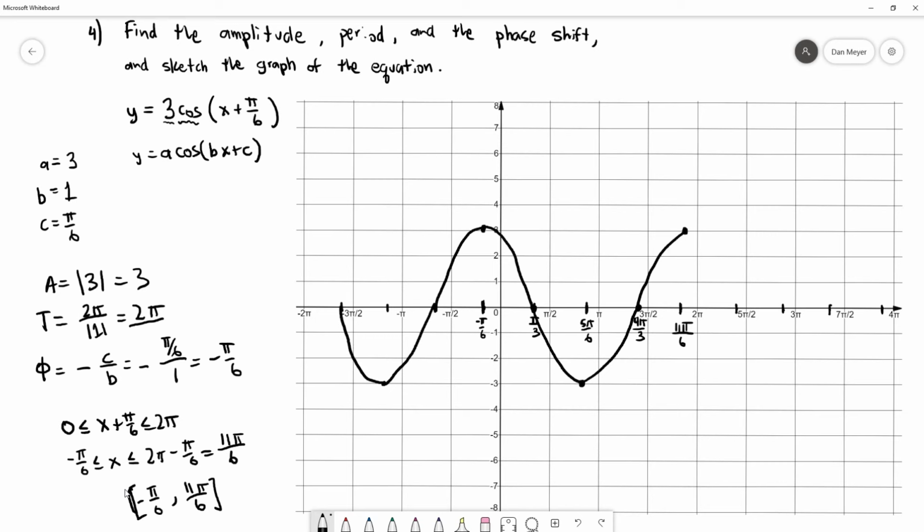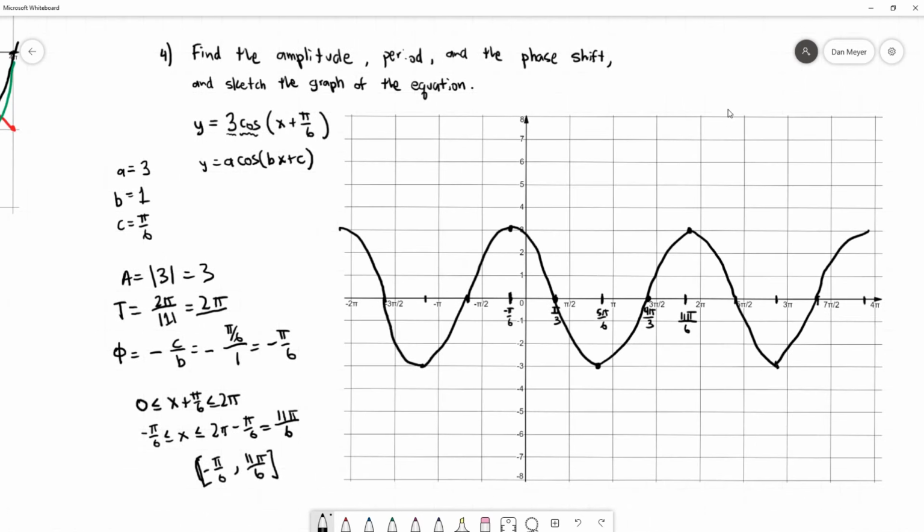Now the fact that the period didn't change for this graph made this one a nice one to start off with. I was going to say it made it a little bit easier, but that just means it's a good one to start off with when we're doing multiple things at once. All right. So that's that first example there.